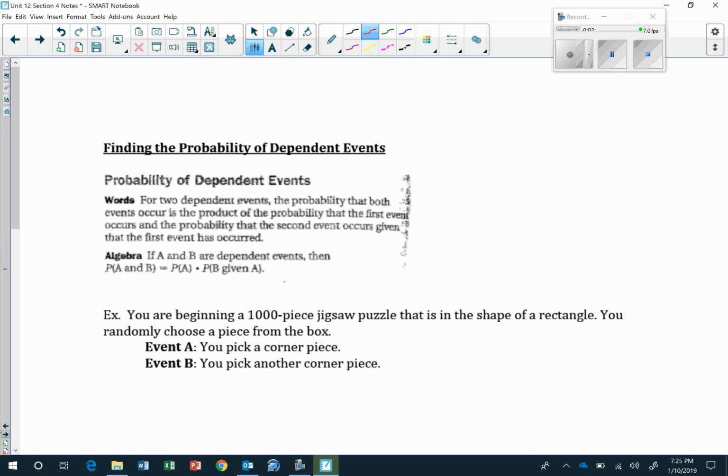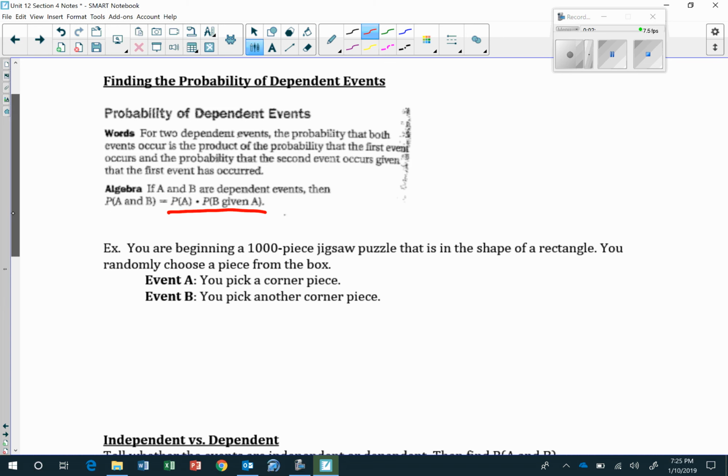Now on the back side, we're looking at finding the probability of dependent events. Like I told you a little while ago, the formula is still the same. You're still multiplying the two probabilities together. It's just the second probability is going to be affected by the first one. So it says you are beginning a 1,000-piece jigsaw puzzle that is in the shape of a rectangle.